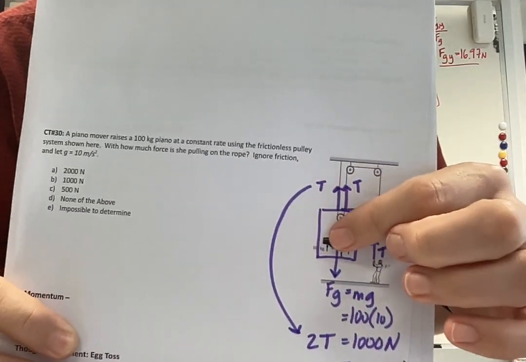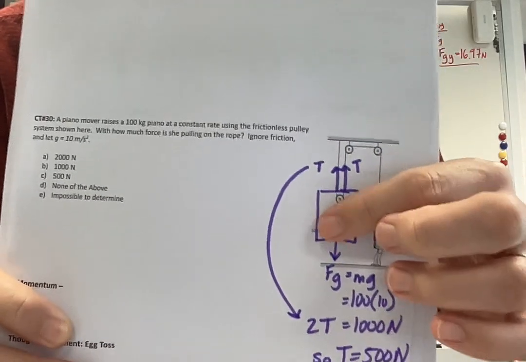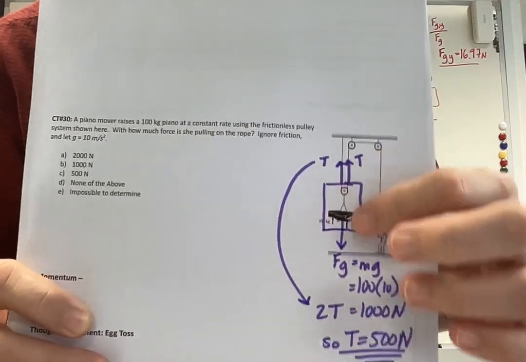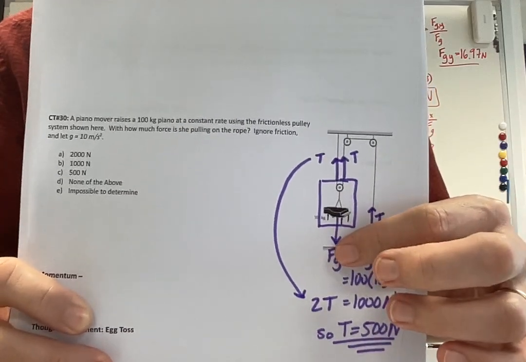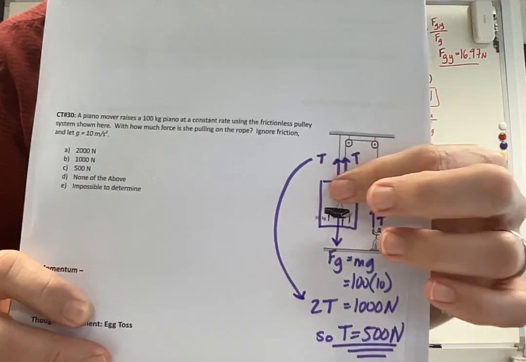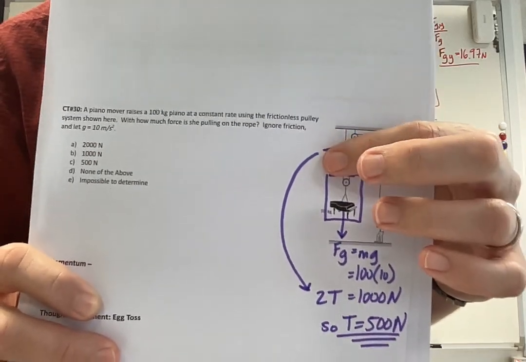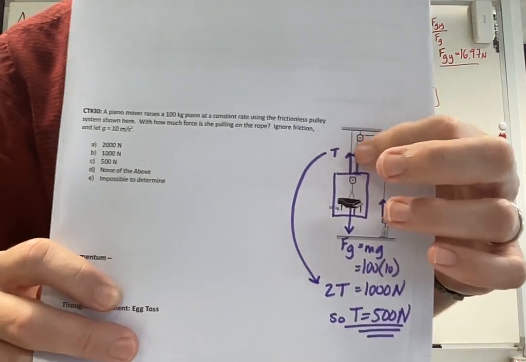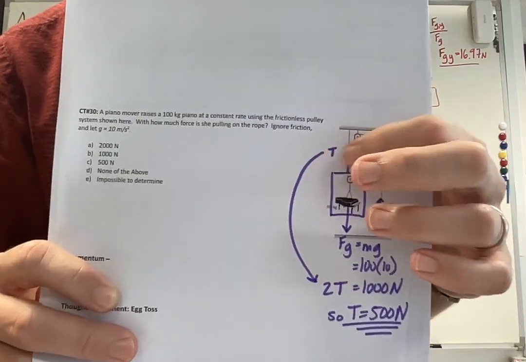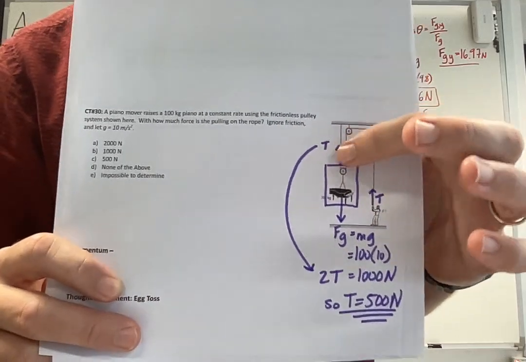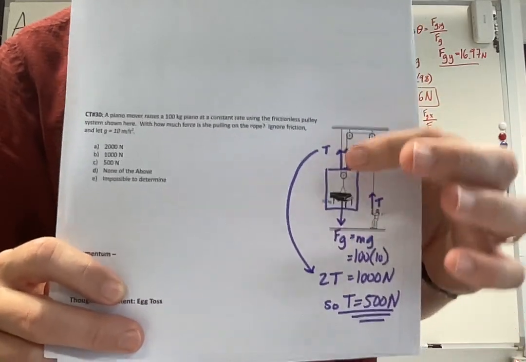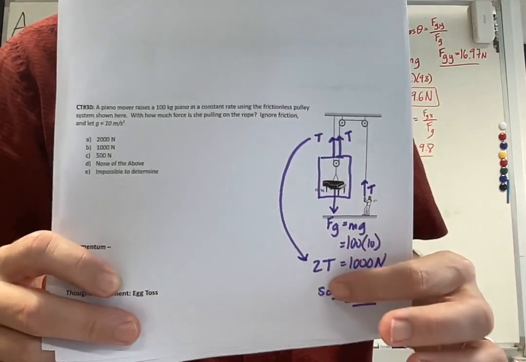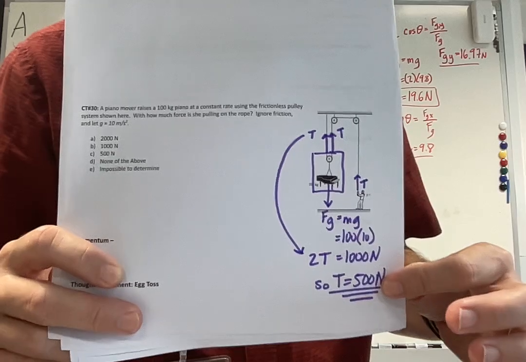Well, if you treat the piano and the pulley and the rope inside as a system, as a single object, then what you end up seeing is that gravity's pulling down on that. And then there are two tensions pulling up. Yes, it's the same rope, but the rope is pulling up here and the rope is pulling up there. So you actually have tension twice. Now, if you do have tension twice here, then that means that the force of gravity must be equal to 2T. And so I solve for that here. That gives me that T is 500 newtons.